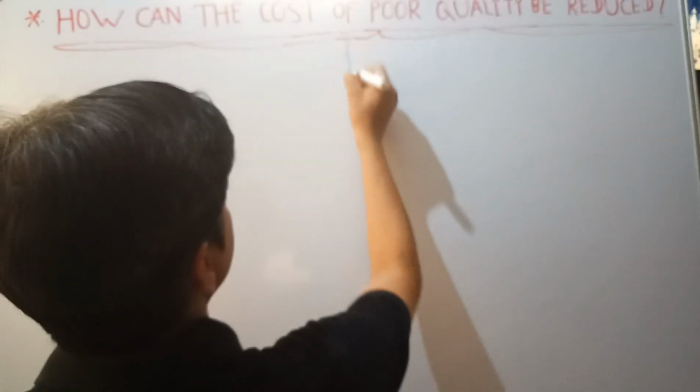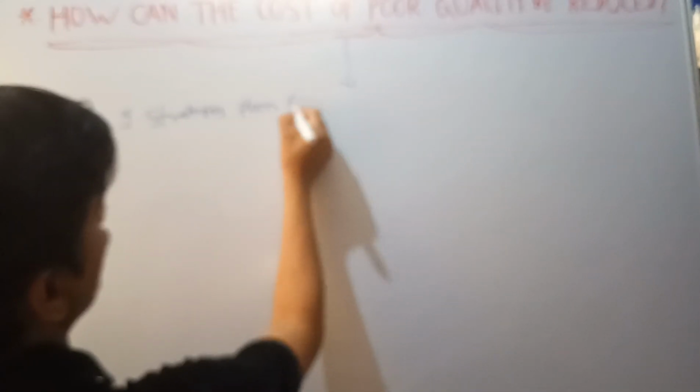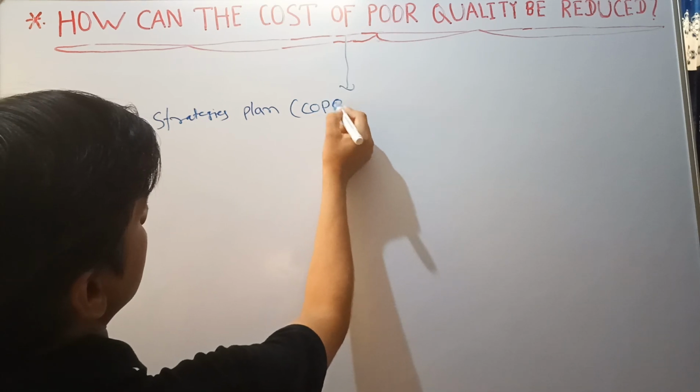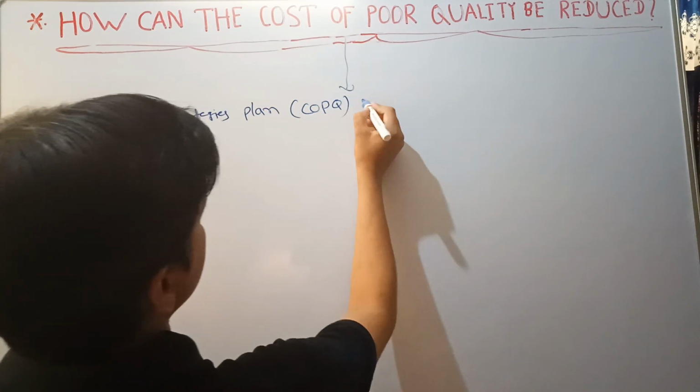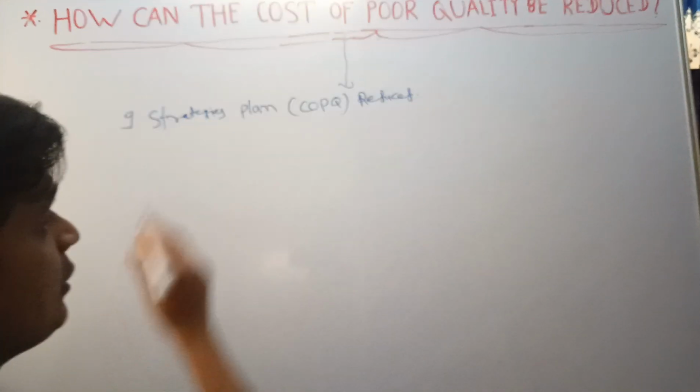On the basis of a nine-strategy plan, the cost of poor quality will be reduced. So step by step I will describe everything.